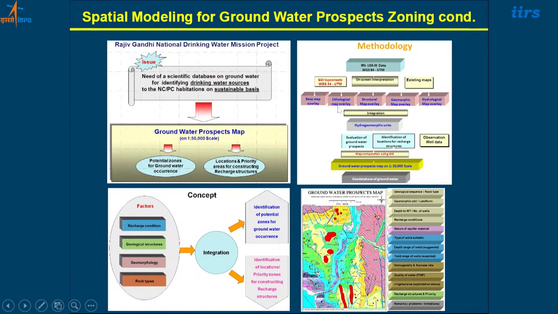Lithological maps are generated, structural map, geomorphological map, hydrological maps are created, all are integrated together, and then hydrogeomorphic units are there, and then evaluation of the prospect map, identification of the location of recharge structure, observation well data we have got here, then finally the geo database of the ground data can be created here. So the complete methodology is like this.